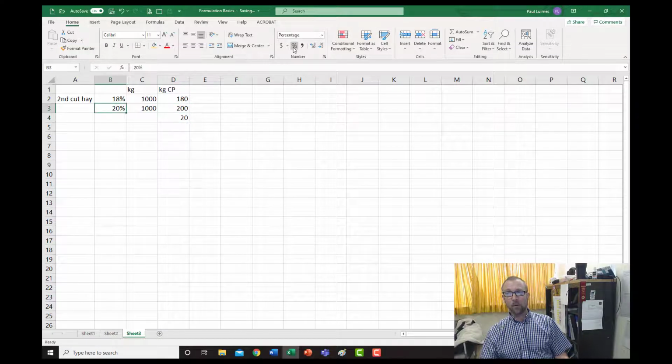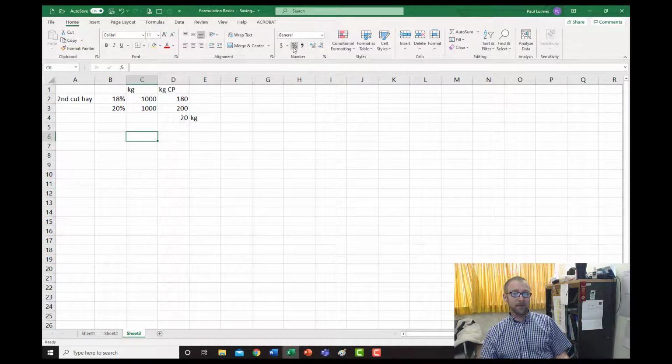Keeping in mind as well that that 20% probably has more available protein in it than the 18% does, because as it gets more mature, it becomes less available, more of it becomes acid detergent insoluble protein. But let's just say it's 20 kilograms for now. Okay, let's go to the 20 kilograms difference here.